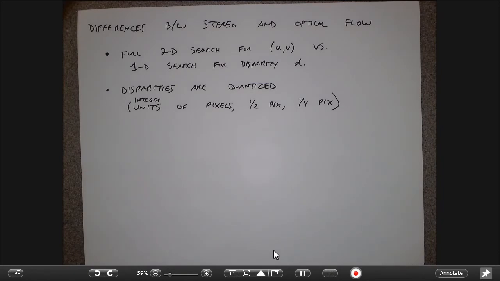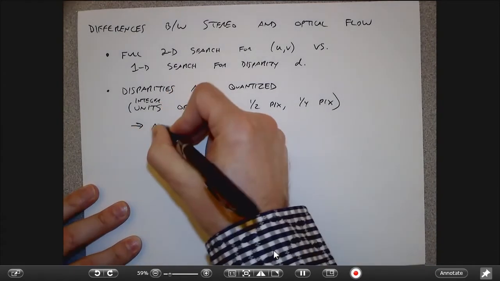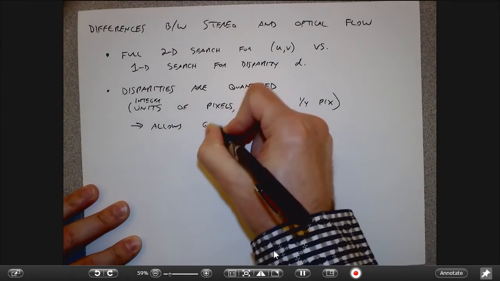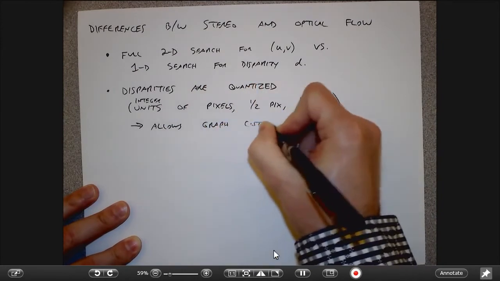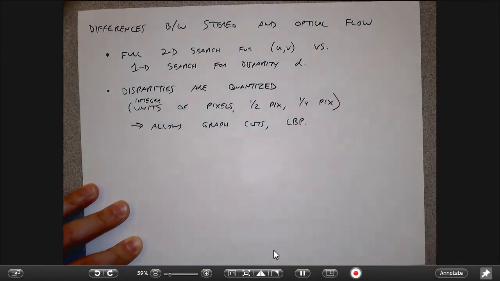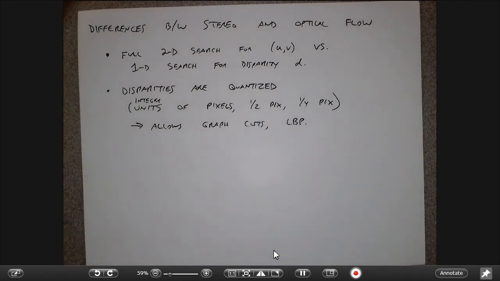Whereas in optical flow, typically the UV vectors are not quantized at all. They're just continuous numbers, right? So this basically allows things like graph cuts and loopy belief propagation. We'll talk about that in a few seconds.